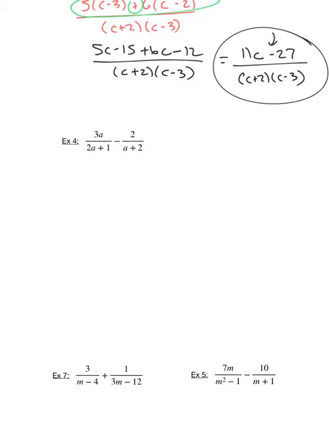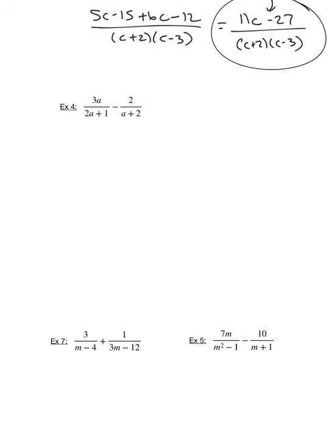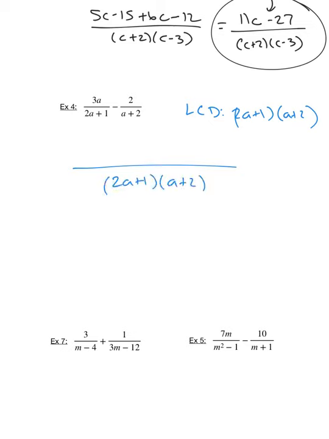Same idea, and you can pause me and see if you can do it on your own. My common denominator would be the product of these two binomials, so my least common denominator would be 2a plus 1 times a plus 2. So I set it up as one big fraction, 2a plus 1 times a plus 2. My first numerator would have to be multiplied by a plus 2. My second numerator by 2a plus 1.